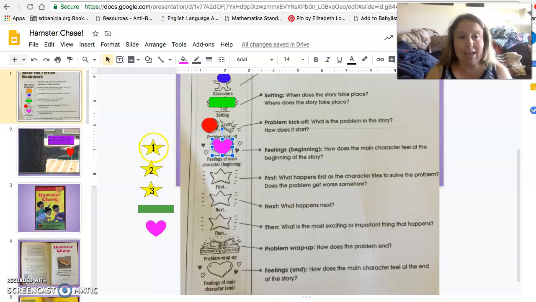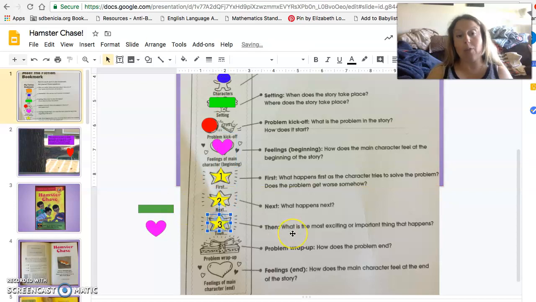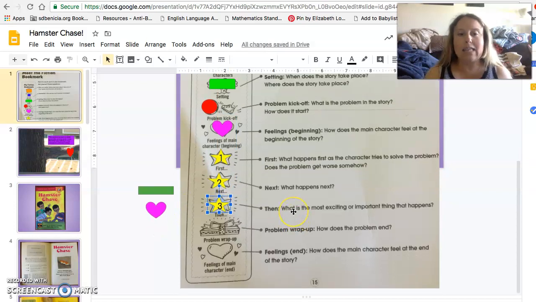All right, so next we have, now this is where you address what happens first, and then what happens second. Generally, this is like the different ways that the characters try to solve the problem. And most of the time, characters will use one or two or three ways in order to solve a problem. And then hopefully, once we get to the third way, we have found the way to solve the problem. Now, in this last part, they also want you to be thinking about what is the most exciting or the most important thing that happens. Generally, that's how the problem is solved. That's the most exciting part.